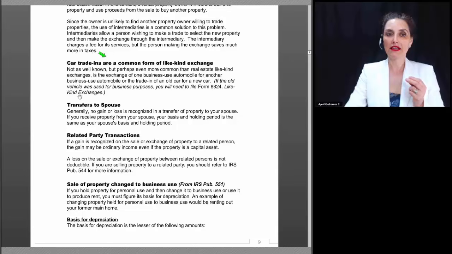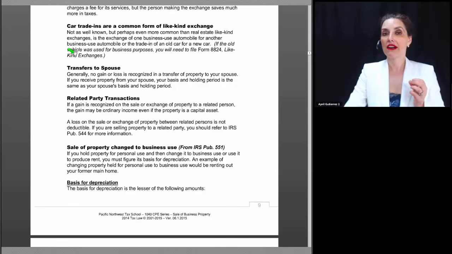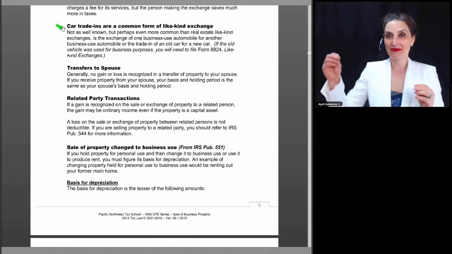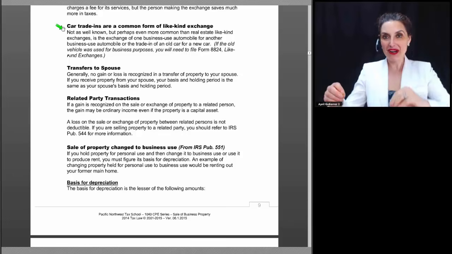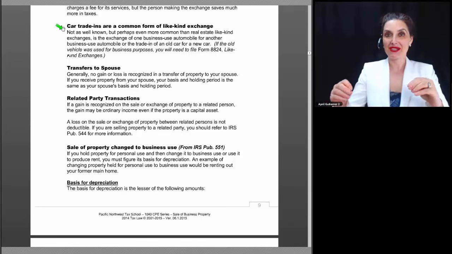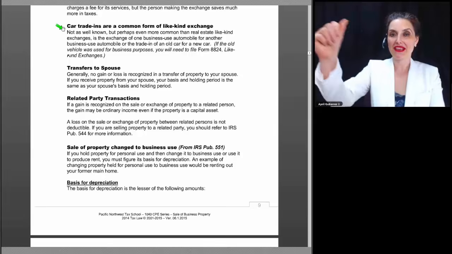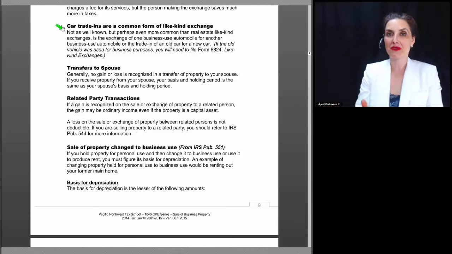Now, less well known, but altogether more common, are like-kind exchanges that occur when you trade in a car. It is probably the case that at least once in your lifetime you've gone to a car dealership with your old car and you've bought a new car from the same dealership. And so you've traded in your old car, gotten the new car, and then you've had to pay cash or borrow money to pay the difference between what they're giving you on the old car and what you're paying for the new car.